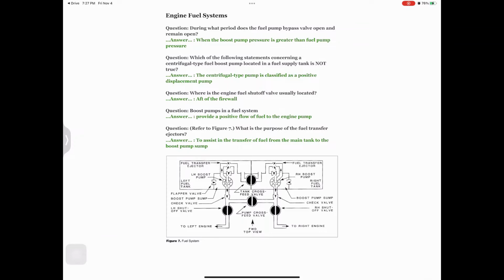Question. Where is the engine fuel shutoff valve usually located? Answer. Aft of the firewall. Question. Boost pumps in a fuel system. Answer. Provide a positive flow of fuel to the engine pump. Question. Refer to Figure 7. What is the purpose of the fuel transfer ejectors? Answer. To assist in the transfer of fuel from the main tank to the boost pump sump.